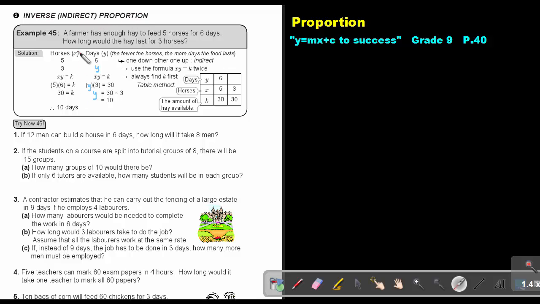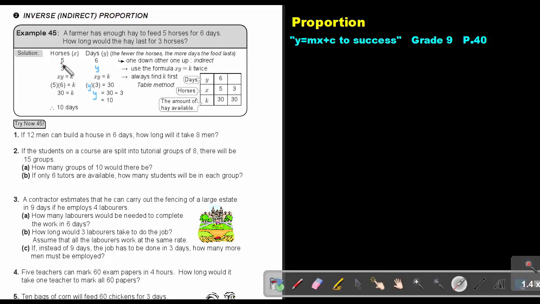Now let's look at an example. A farmer has enough hay to feed 5 horses for 6 days. How long would the hay last for 3 horses? Remember that the amount of hay is a constant. It stays the same. So if there are 2 fewer horses eating from that same amount, what will happen to the days? The days will increase. So the horses go down and the days go up. And if it's making this one down and one up movement, then it's always inverse proportion.